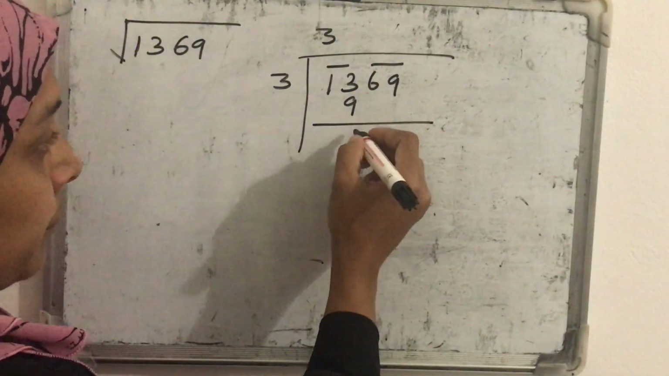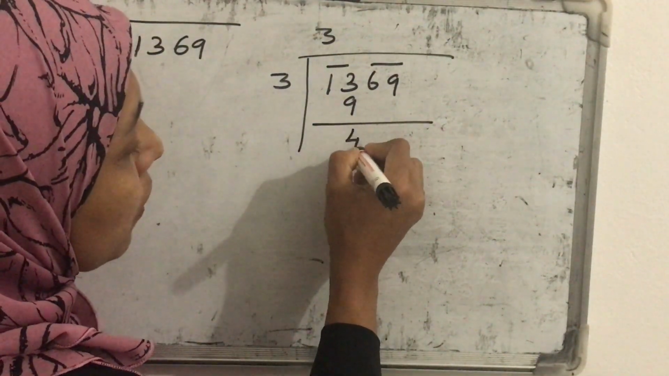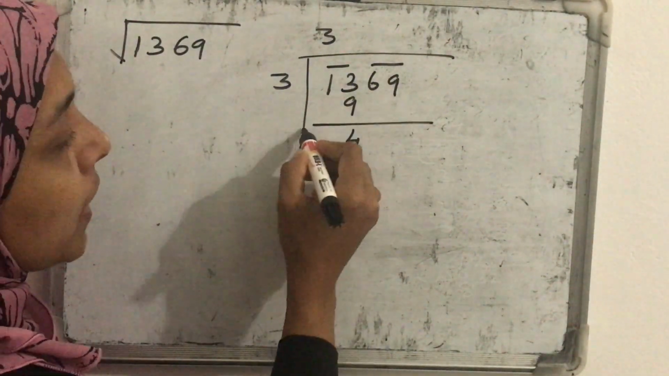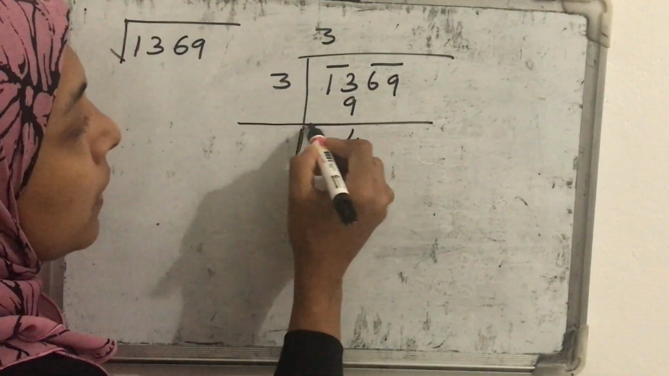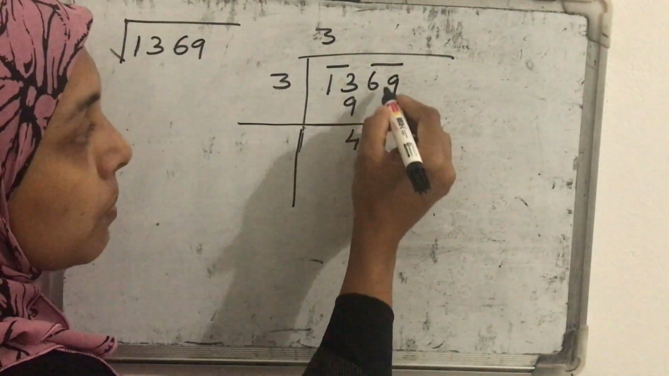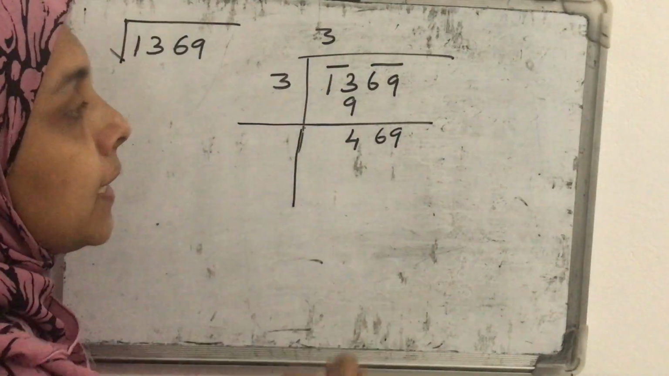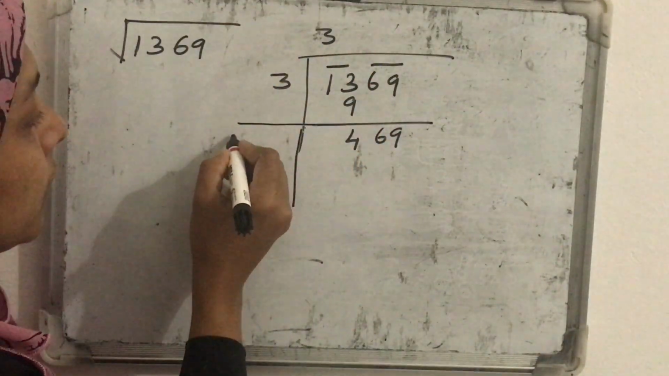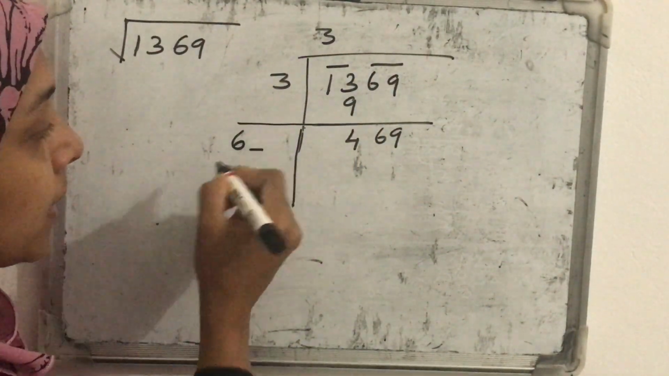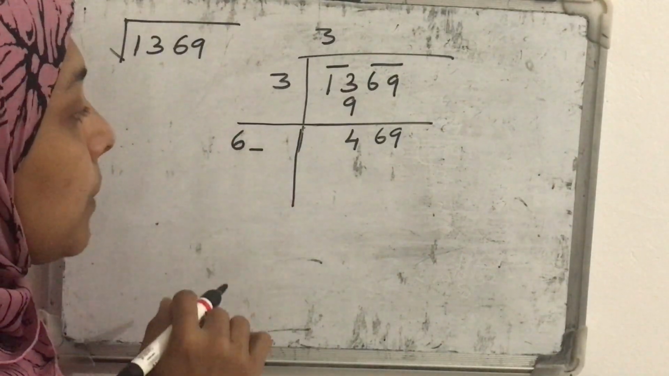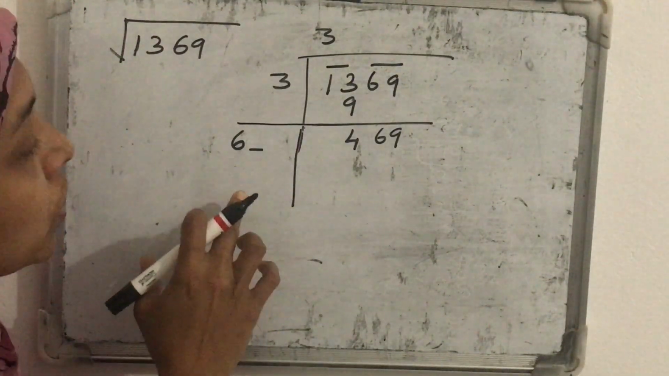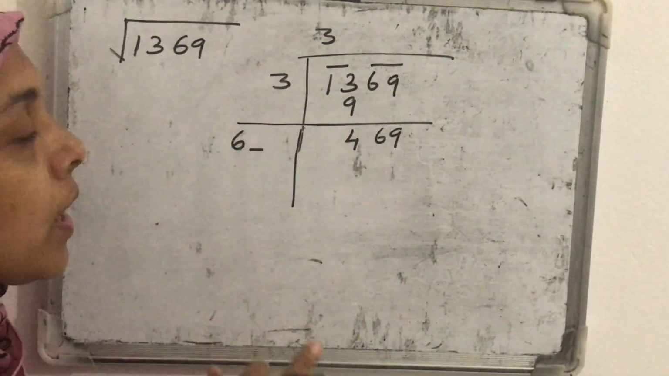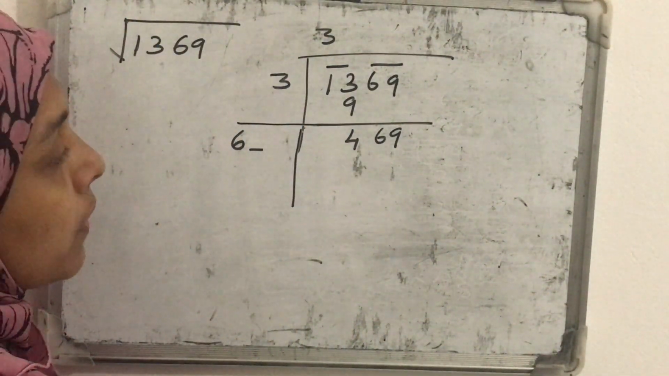Then here we will get 4. Then what is the next step? Bring down the next two digits from the next bar. Then 469. Then find the double of 3, that we write here, 6 with a blank. We want to fill this blank with a digit whose product is equal to or less than this 469. Which number should we take?